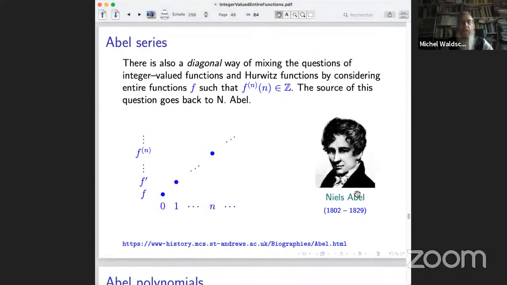And finally, there is another way of generalizing, of mixing the horizontal and vertical way, which is to take a diagonal way. And this was done by Abel, who studied the values of entire functions, so that the derivative of order n at the point n is in Z. It was an early work of Abel, which he did not publish, but which was published after he passed away, after 1829.